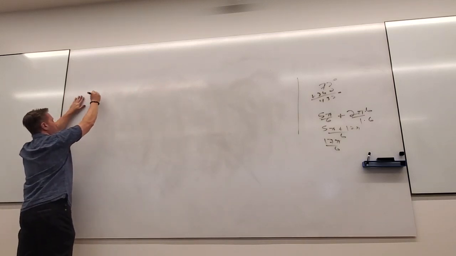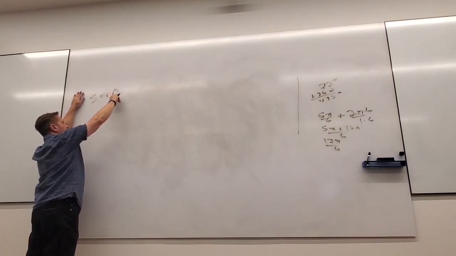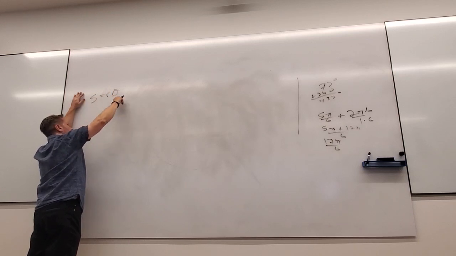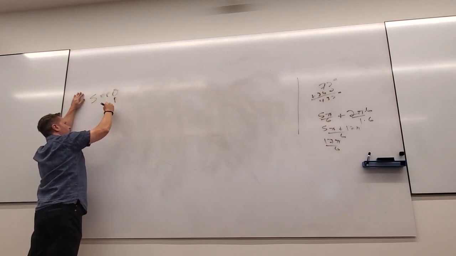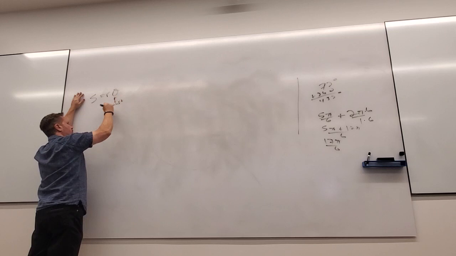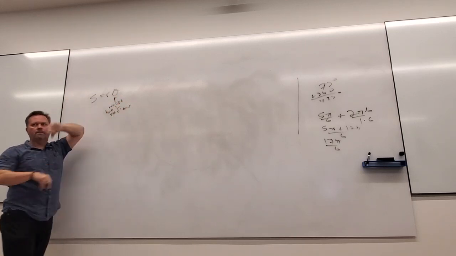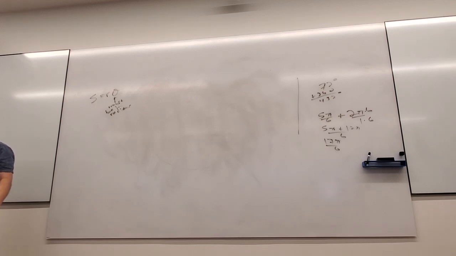So now we know S equals R theta. What must be true about theta before you use this formula? Has to be in radians. Must be in radians. Because radians is not made up. Radians is an actual physical measurement.